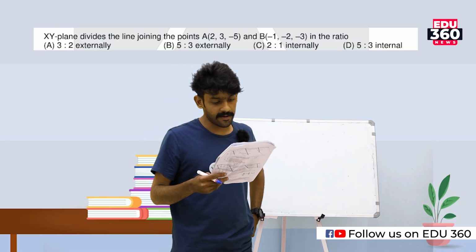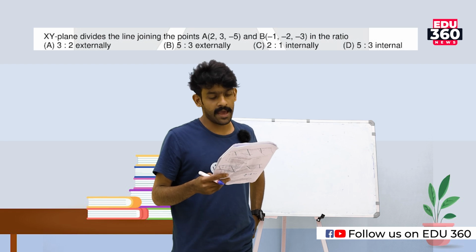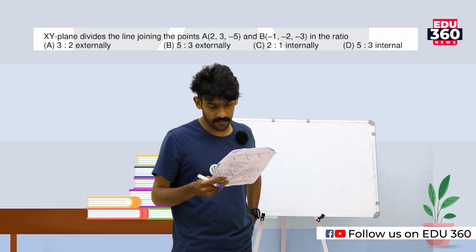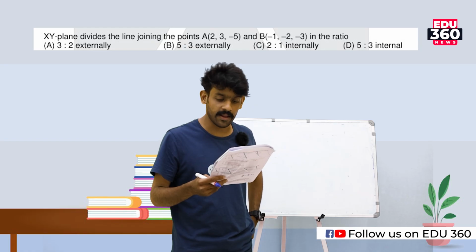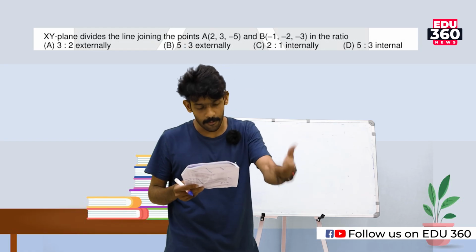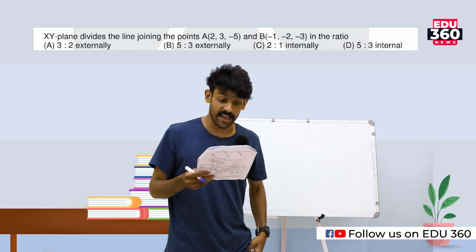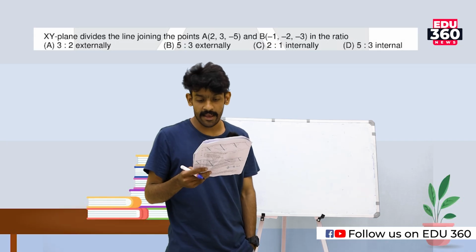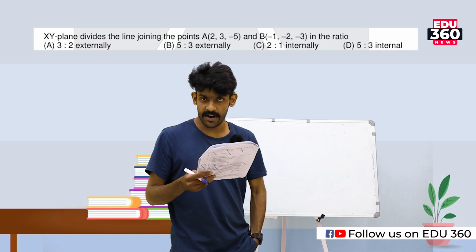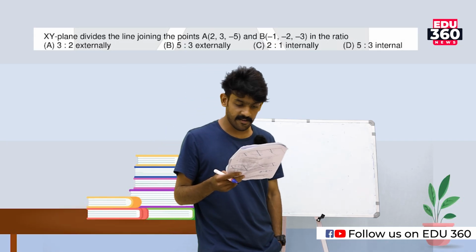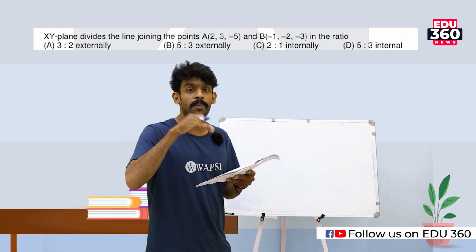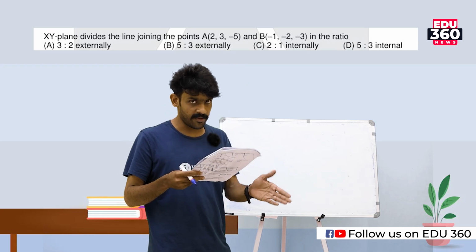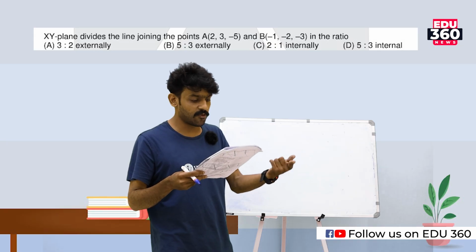XY plane divides the line joining the points A (2, 3, minus 5) and B (minus 1, minus 2, minus 3) in the ratio. You can see there are 4 options: 3:2 externally, 5:3 externally, 2:1 internally and 5:3 internally. So it's given that the XY plane divides the line joining the points.